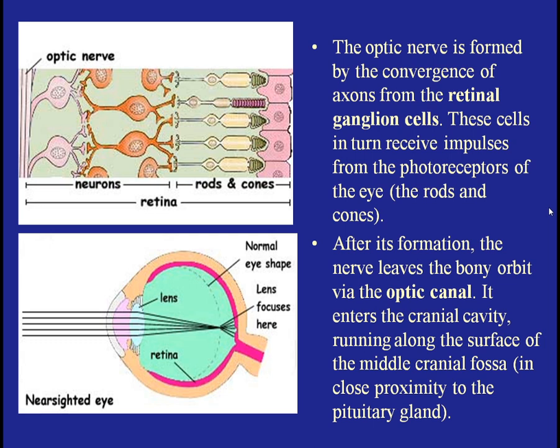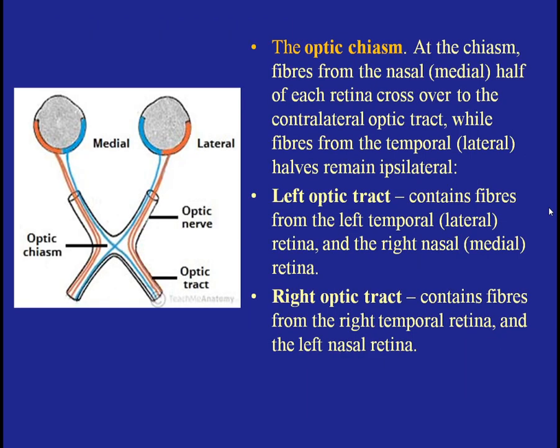After its formation, the nerve leaves the bony orbit via the optic canal. It enters the cranial cavity, running along the surface of the middle cranial fossa in close proximity to the pituitary gland, where the chiasm, the optic chiasm, is situated. At the chiasm, fibers from the nasal medial half of each retina cross over to the contralateral optic tract, while fibers from the temporal lateral halves remain ipsilateral.